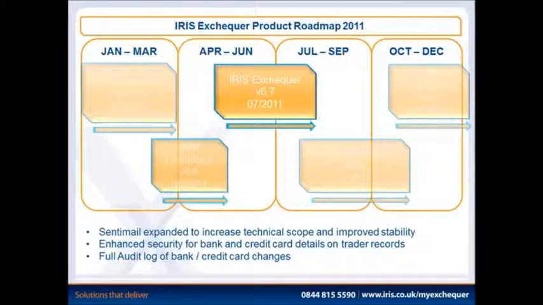Another big piece we put inside version 6.7 was around some enhanced securities on trader records, so customers and suppliers, and specifically around bank and credit card information that's stored on those trader records. So if we're thinking here about PCI compliance, we now have the ability to display or hide those details on a user per user basis. But in addition to that, we've also applied an audit log, so we can actually keep track of any changes that are made on those bank details or credit card details within customer and supplier records.